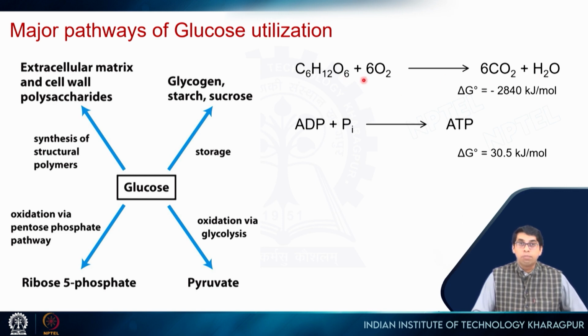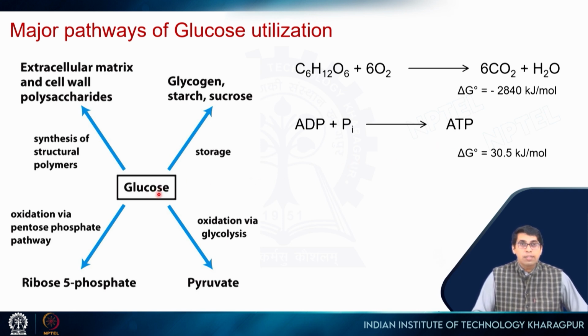However, it will go through multiple reaction steps and it will produce a lot of metabolites, and the energy will be ultimately harvested in the form of ATP, right. So, when we produce ATP from ADP, we harvest around 30.5 kilojoules per mole of energy. So, complete oxidation of glucose to carbon dioxide and water will produce approximately 32 molecules of ATP, right.